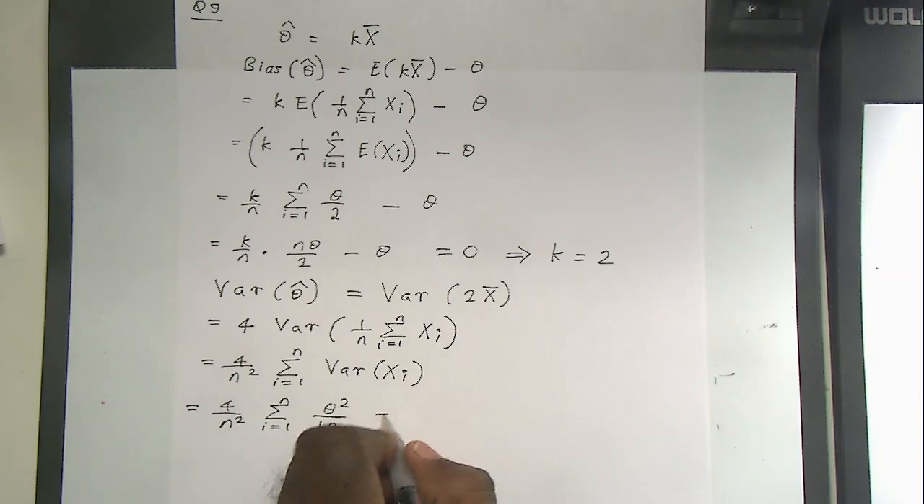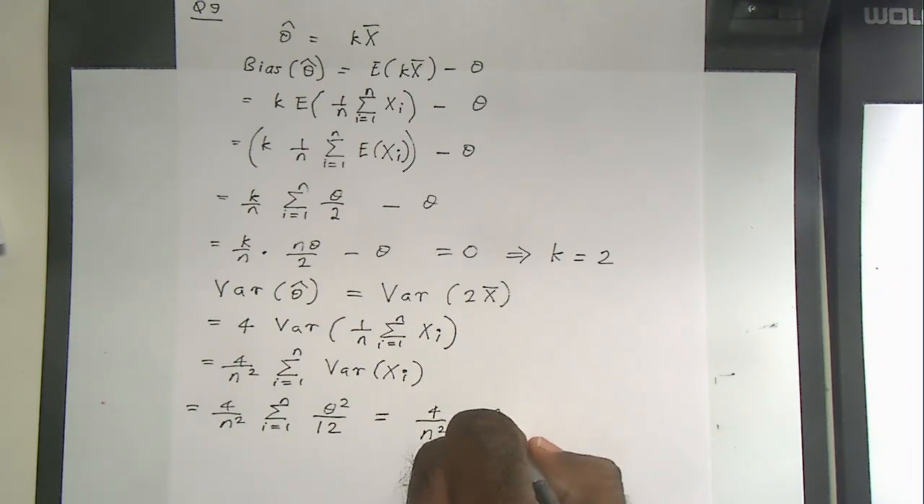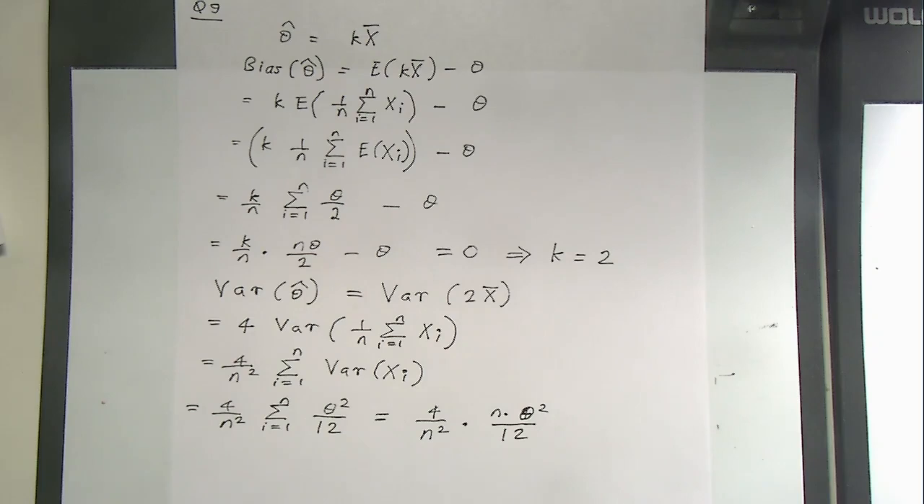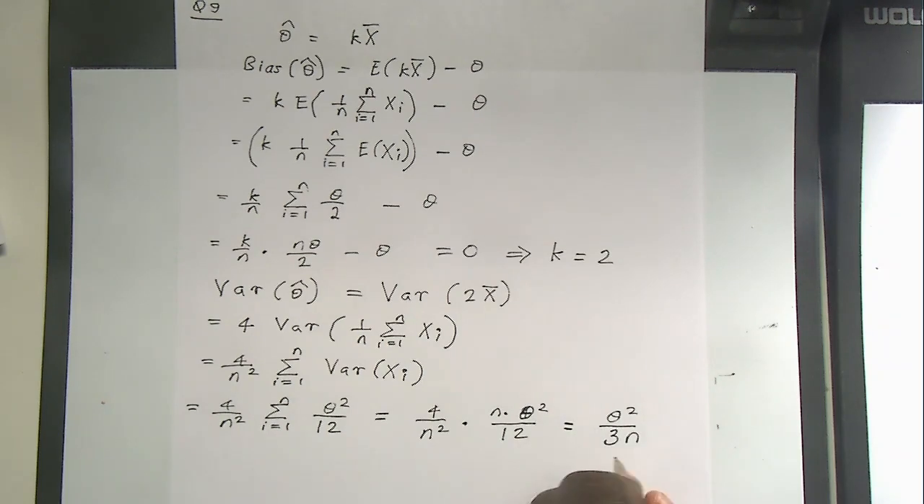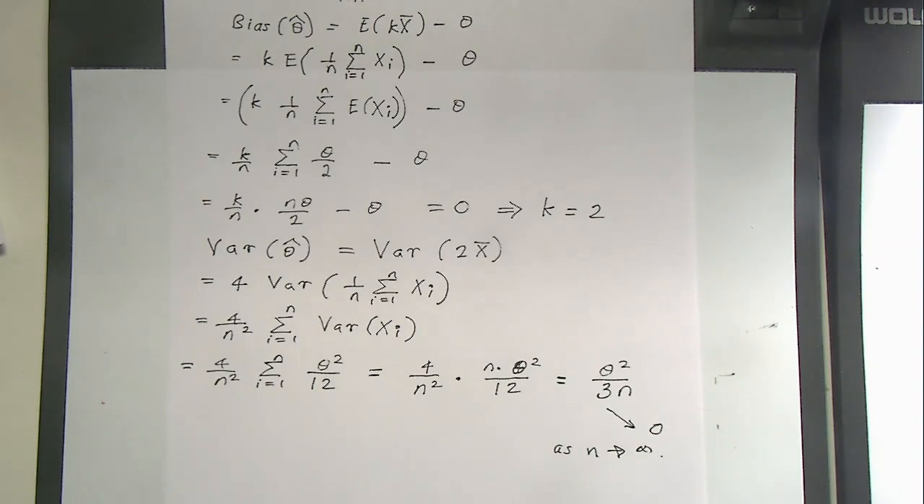Right? So this is what you get, and this is equal to theta squared divided by 3n. And this clearly goes to 0 as n approaches infinity. Right? Okay, guys, so that's question 9.